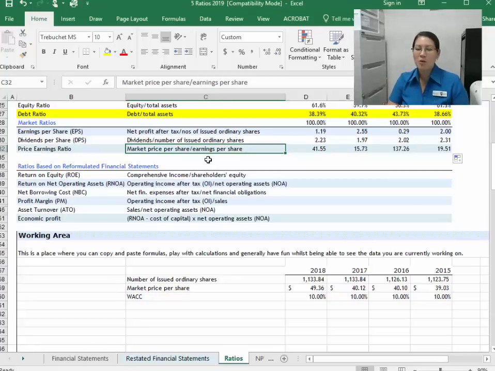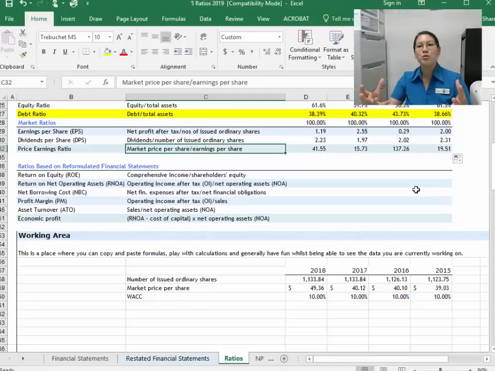So I like to see a lower price earnings, but a lot of managers like to see a higher price earnings because in the market, a higher price earnings ratio signifies expectation of future profits and profitability. So, which view is right? Depends on your stance and depends on what you're using the ratios for.